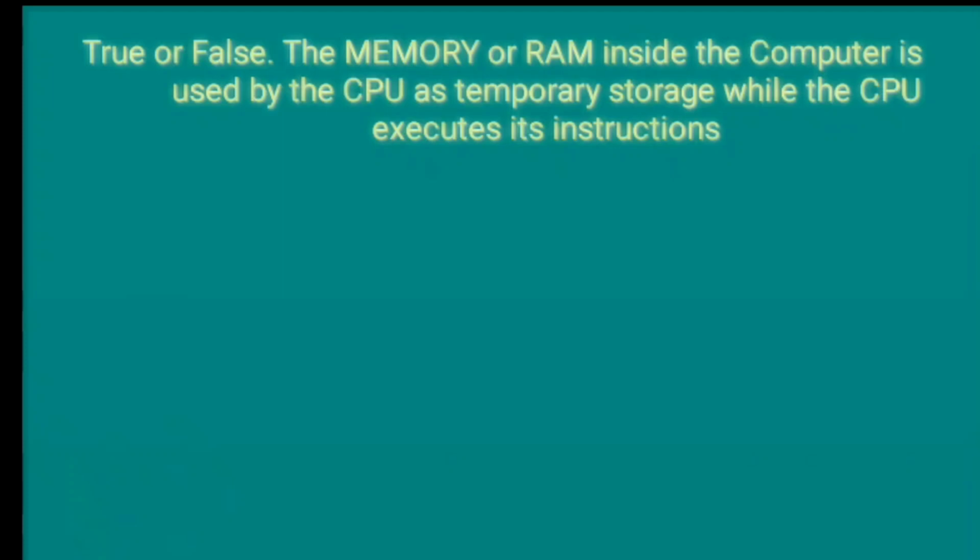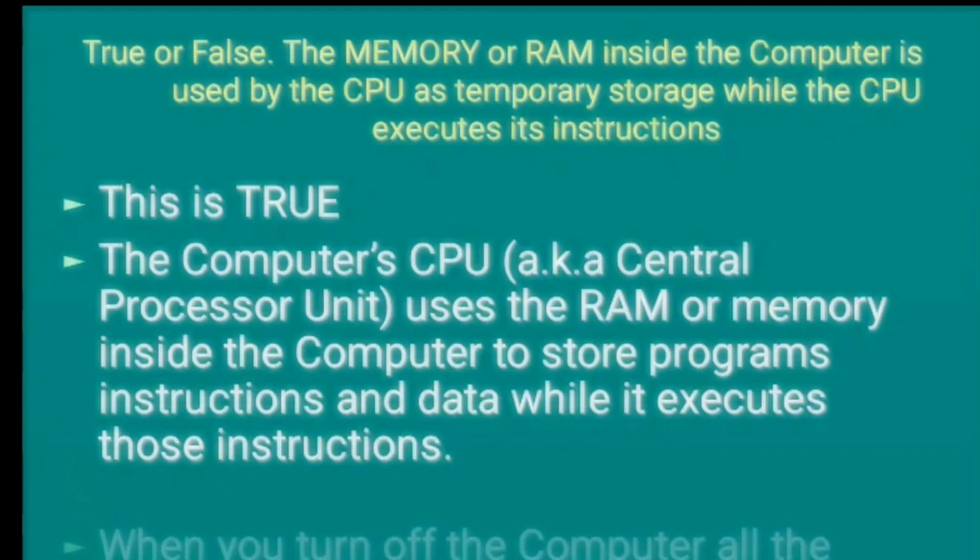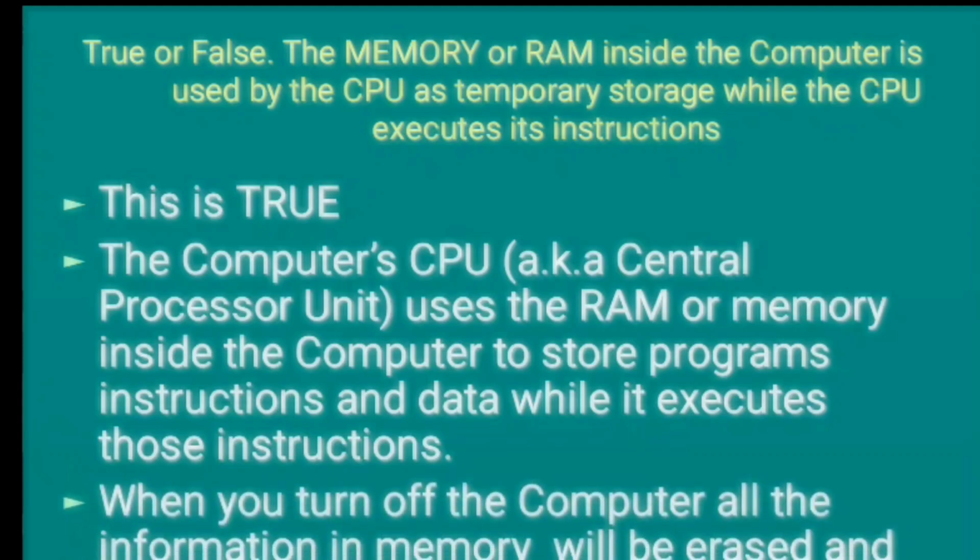True or false? The memory or RAM inside the computer is used by the CPU as temporary storage while the CPU executes its instructions. This is true. The computer's CPU, central processing unit, uses the RAM or memory inside the computer to store programs, instructions, and data while it executes those instructions. When you turn off the computer, all the information in memory will be erased and lost.